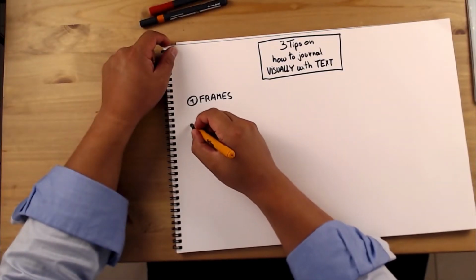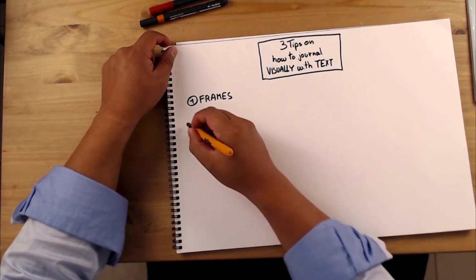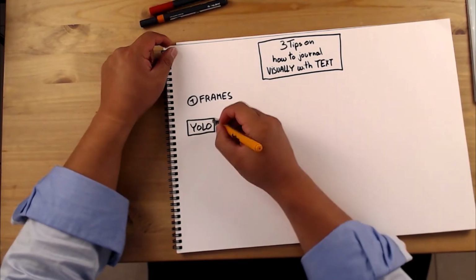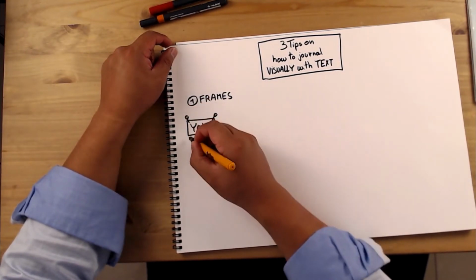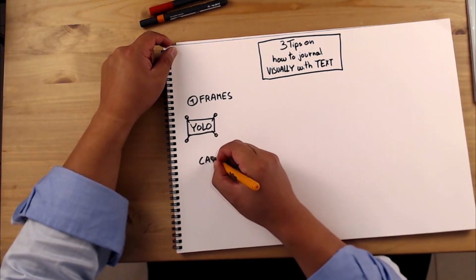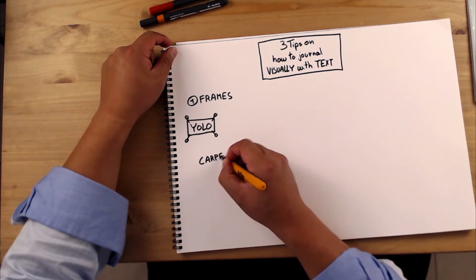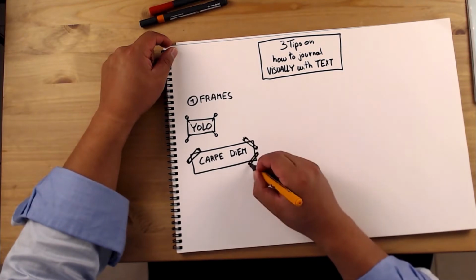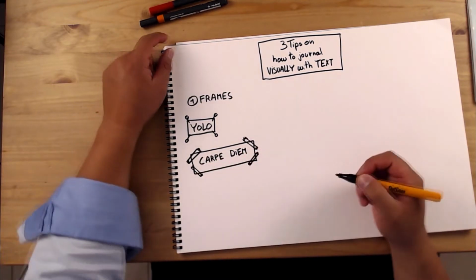For instance, YOLO. Can box it in, then we add pins. Or another one. Carpe diem. Well, I added some tape. I have another video covering the techniques behind boxing and framing text. The link is in the description and you can click on the card.